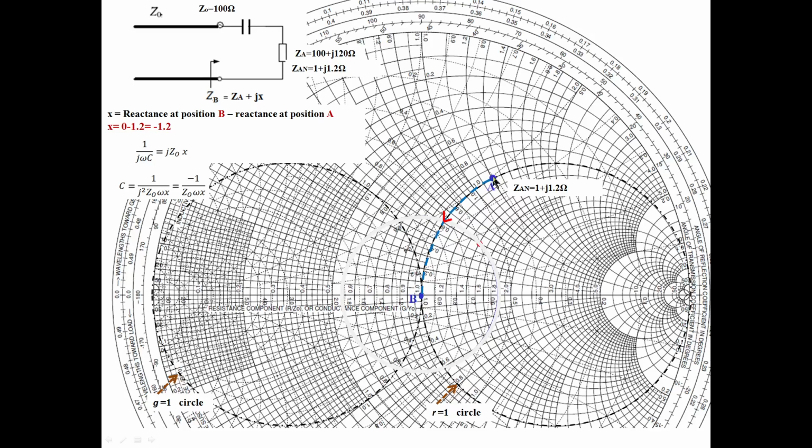I am starting at some point, it may be the load point. From this point I am moving. I can move only over a resistance circle or a conductance circle. See, this is a conductance circle. For the conductance circle, the value is 0.4. This is a conductance circle passing through our point.